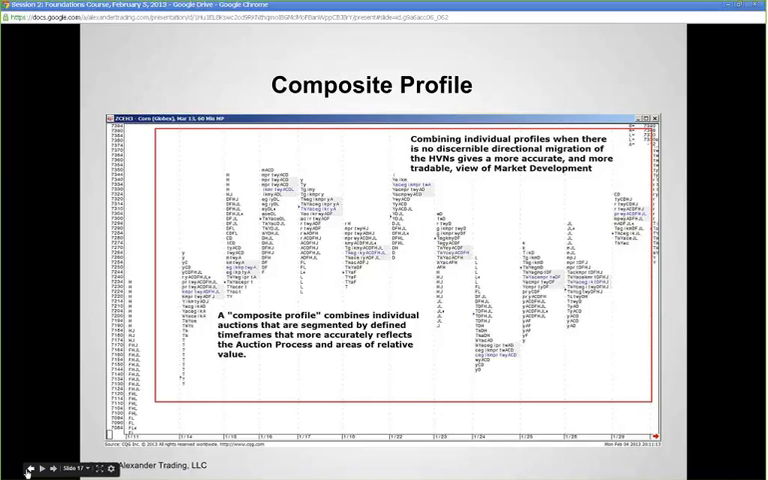And this is a 60-minute chart. We can go down to 30 minutes because that's typically what we look at in the room. So let's do that.